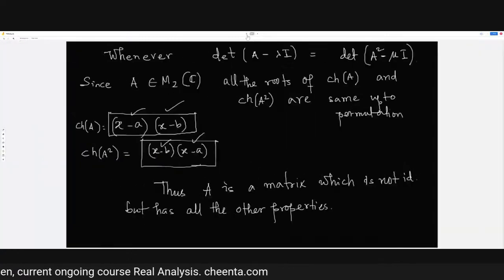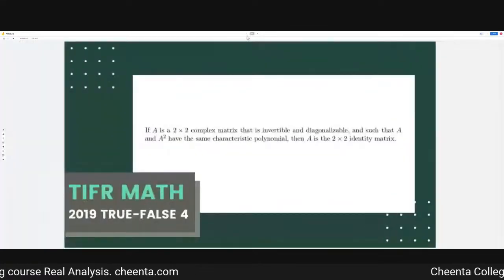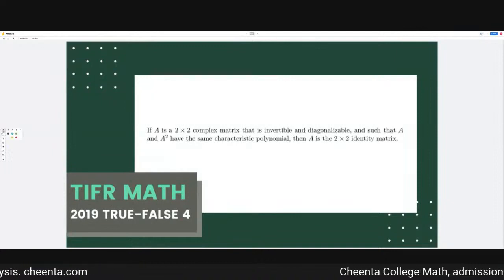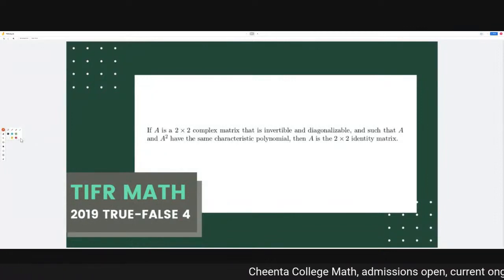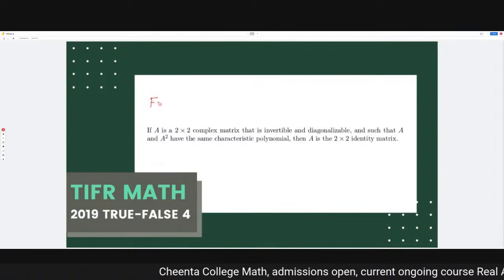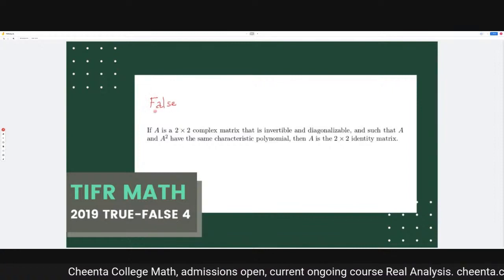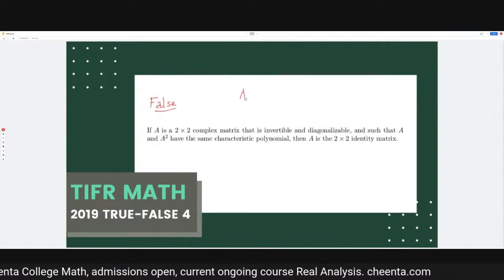So the final answer to this question is false. This is false. And the counterexample is this.